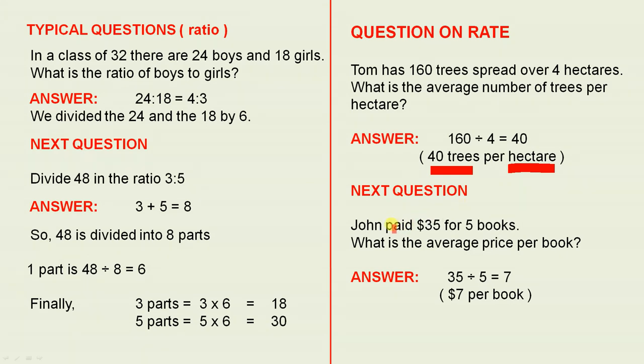The next question, John paid $35 for 5 books. What is the average price per book? If we go $35 and we divide that by 5, that's the number of books, we get 7. So the answer is $7 per book. So that's an amount of money, and that's the number of books, and that's why it's called a rate.